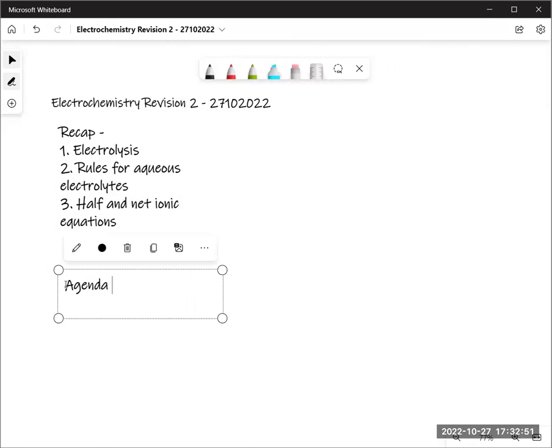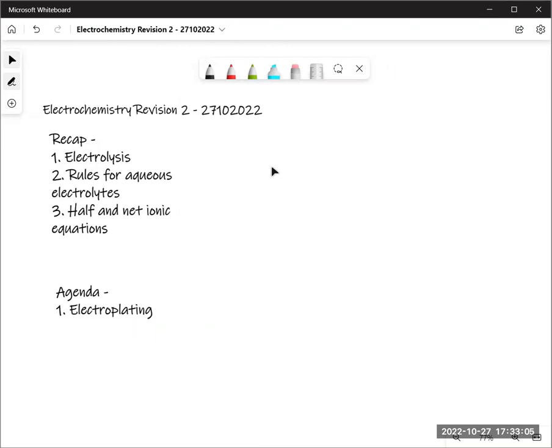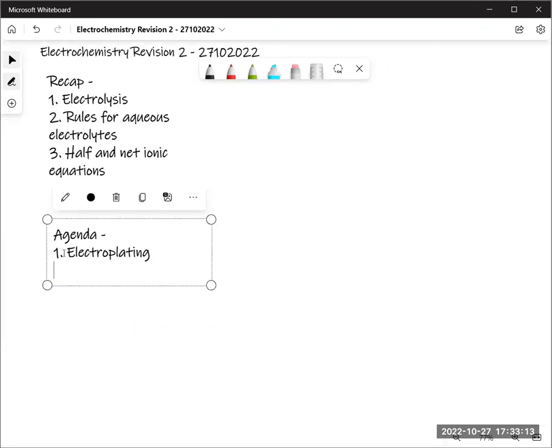Agenda. We don't get so much time every day, so I only have 2 classes with you for each subject. So we need to make most of it. Let's see how we'll do that. First, before we look at electroplating, we look at more of aqueous electrolysis.